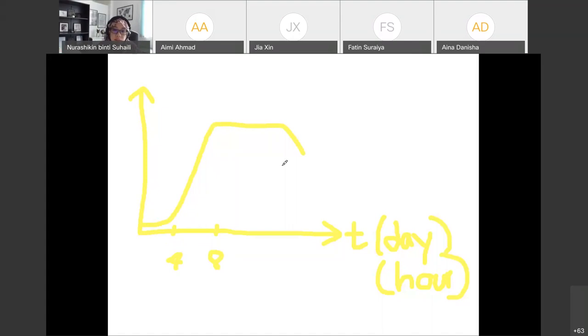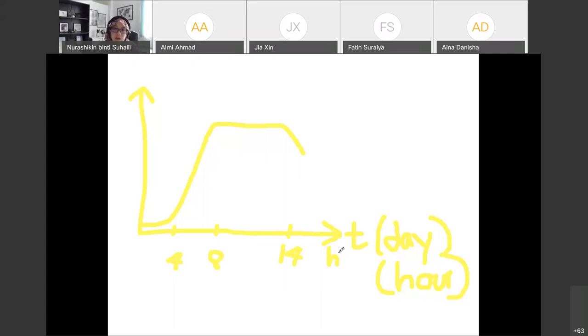So up to here, maybe it's already after 10 hours, maybe around here, maybe 14 hours, basically. And then after 14 hours or maybe 15 or 16 hours, the cells start to die. So this phase is when the number of dead cells is more than the number of new cells. So that's why the growth is decreasing. Yeah? So that is for bacteria. It's only within 24 hours, basically, in general.